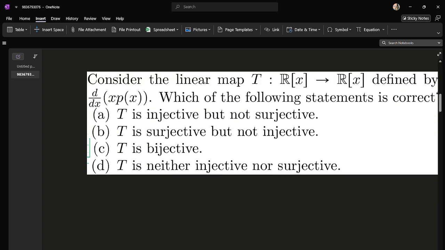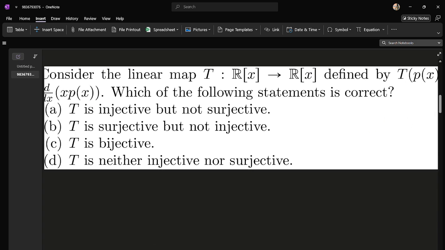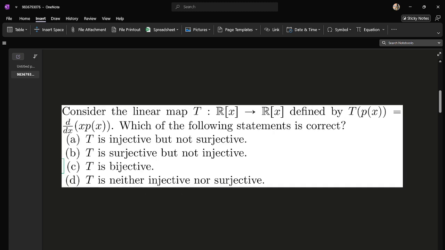So now we are going to solve a question which appeared in TIFR GS 2025, and the question is about linear algebra. Consider the linear map T going from R[x] to R[x], that means the set of polynomials with real coefficients, defined by T of p(x) equals d/dx of x p(x). Then which of the following statements is correct? Option A: T is injective but not surjective. Option B: T is surjective but not injective. Option C: T is bijective. And option D is telling us that T is neither injective nor surjective.